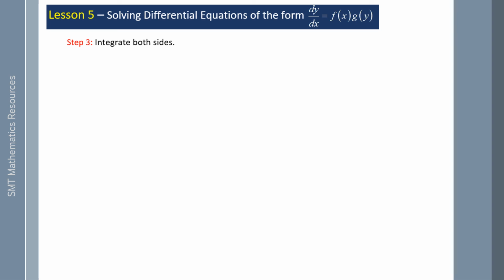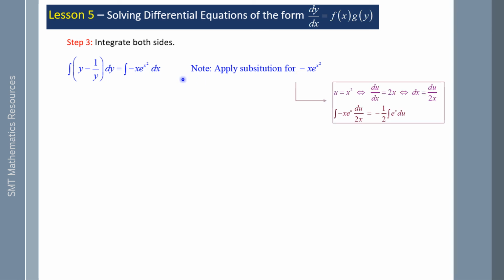Step 3 is to integrate both sides. The left-hand side is quite simple to integrate because that's going to become half y squared. This will become a natural log. The right-hand side, we're going to have to use a substitution method. So to refresh your memories, if you let u equal x squared, du/dx then is 2x. And if I write dx as the subject, we have du over 2x. I can now rewrite this integrand in terms of u. In that case, I'll then have negative 1/2 the integral of e to the u, which will simply be negative 1/2 e to the u, where u equals x squared.